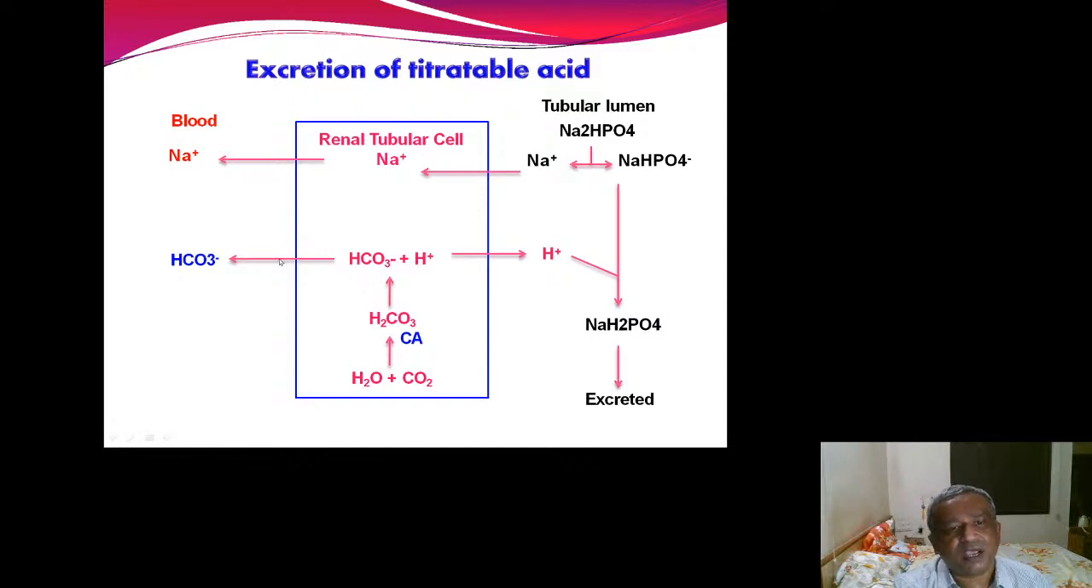This is how the bicarb is retained, hydrogen is lost. And whenever the bicarb is retained, sodium is also retained. This sodium, which dissociates from Na2HPO4, that is Na plus NaHPO4, enters inside the renal tubular cell and then is reabsorbed into the blood. This is how this beautiful buffer system works.